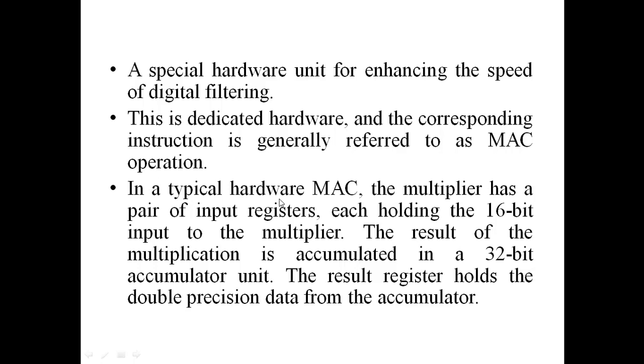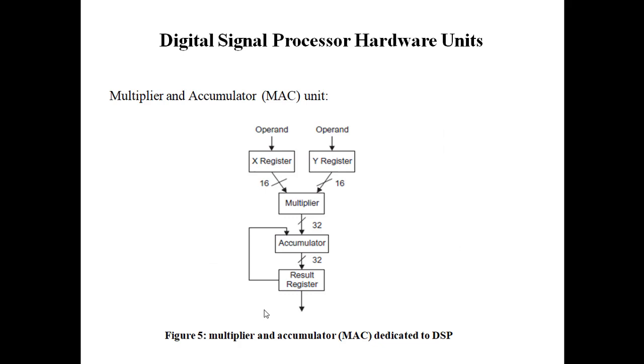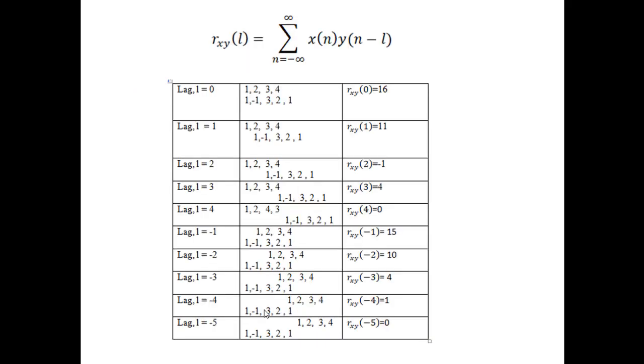So in a typical hardware MAC, the multiplier has a pair of input registers, each holding a 16-bit input to the multiplier. The result of the multiplication is accumulated in a 32-bit accumulator unit. The result register holds the double precision data from the accumulator, which I have explained to you in this block diagram.